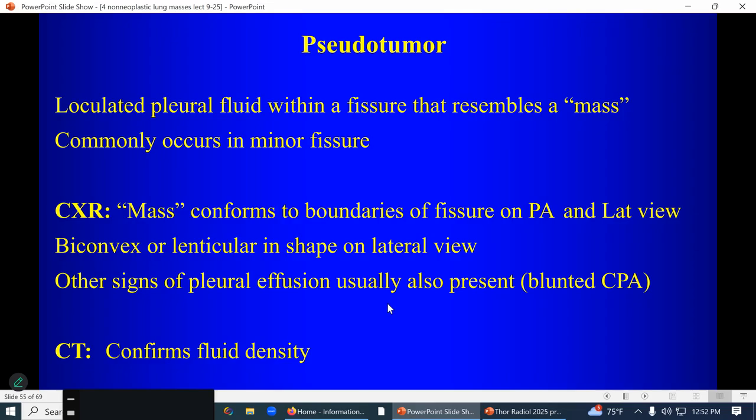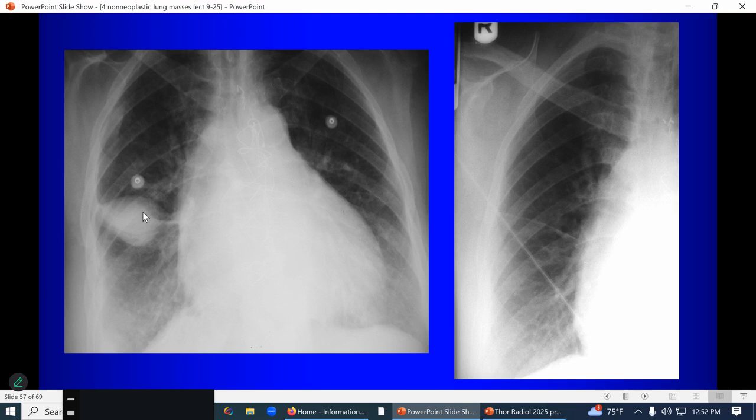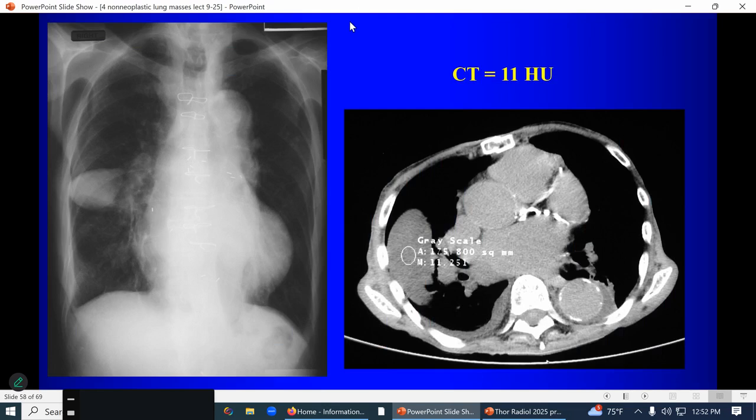It conforms to the boundaries of the fissure. CT confirms the fluid attenuation, the classic appearance in the minor fissure, biconvex, extends across the fissure, follows the anatomy of the fissure. That's just what it looks like when it's in the minor fissure. When the effusion goes away, the tumor goes away. That is a pseudotumor. Okay. Fluid attenuation, very easy diagnosis in the fissure.